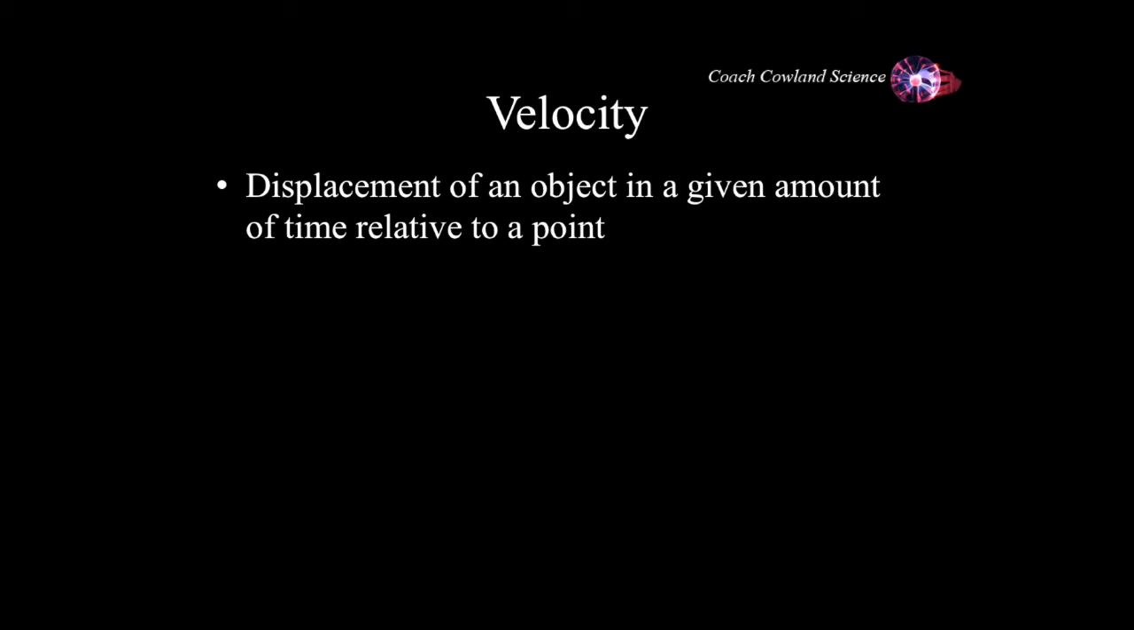So the definition of velocity is the displacement of an object in a given amount of time relative to a point. Now you might think that this definition sounds really similar to the definition of speed. It does, and it is pretty similar, but there is a distinctive difference. So the key word here that's different, you may have noticed it, is displacement. Now the time part is the same, the relative part is the same. It's the displacement that is the difference between velocity and speed. So you need to understand exactly what is displacement and how it applies in this scenario.